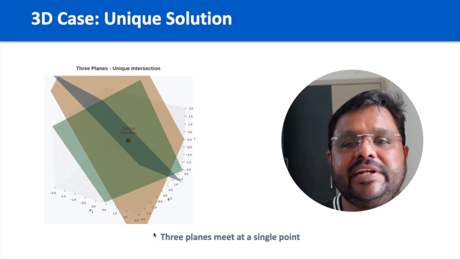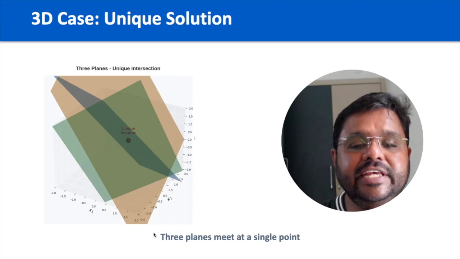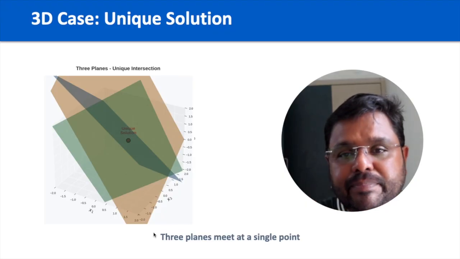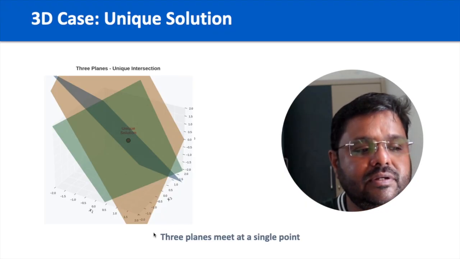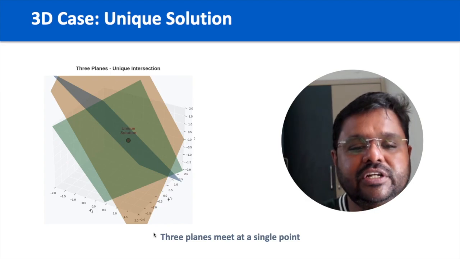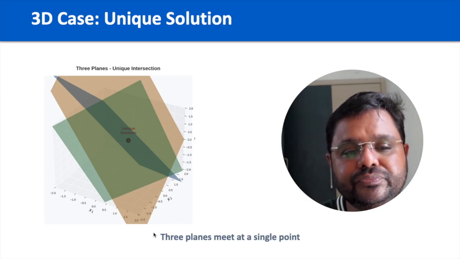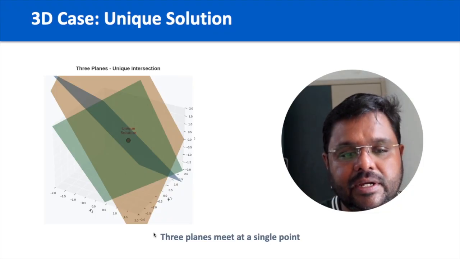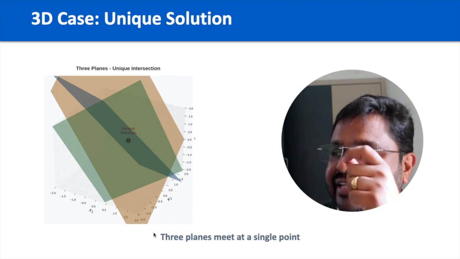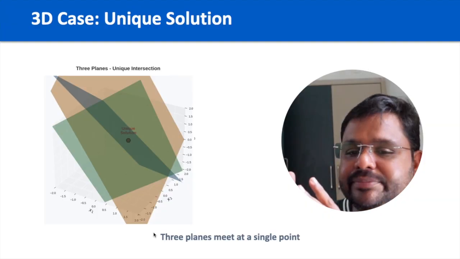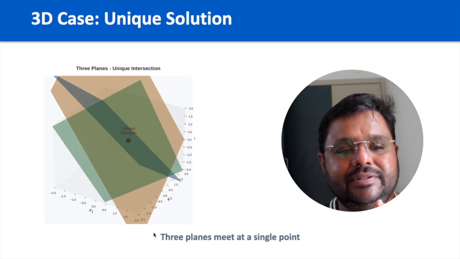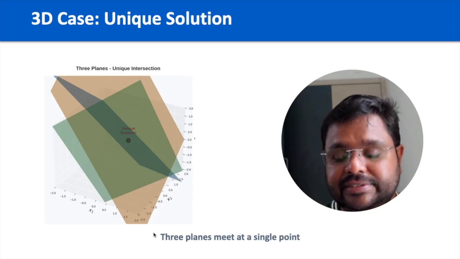So what about the three-dimensional case? Then each equation becomes a plane. When the three planes meet at a single point, that point is the unique solution of the system. Here we have three planes, that means three equations. The three equations meet at where? One point. That one point is the solution. That is a unique solution. Only one point is there.